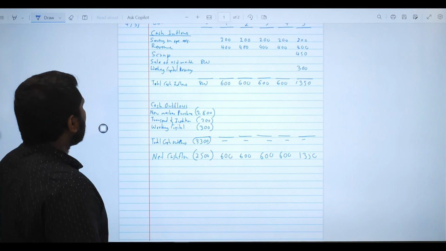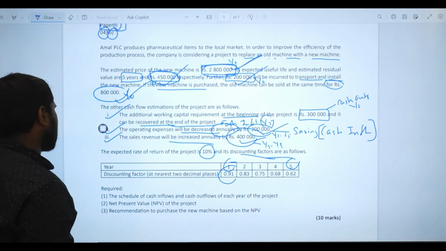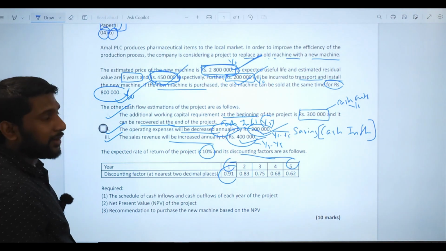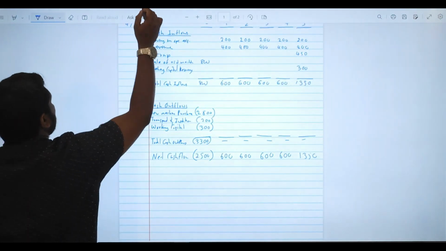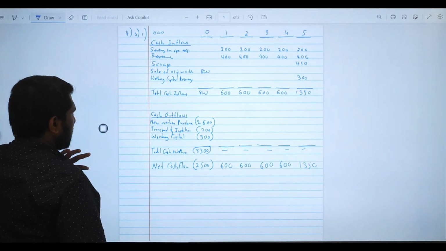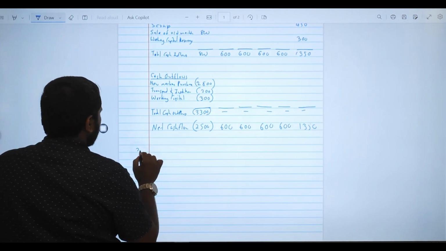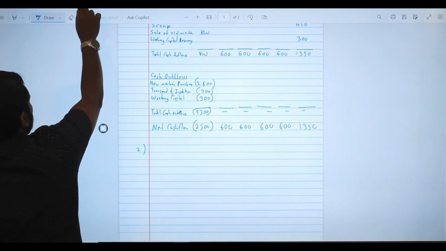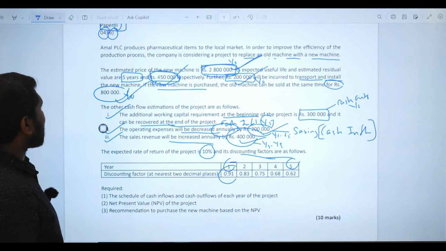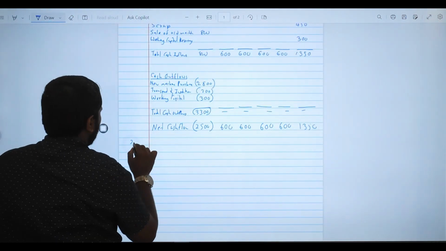So we are done with part A of the question. Part A, or part 1, what they are asking is the schedule of cash inflows and outflows of each year of the project. Now let's do part 2 of the question. What they are asking is to calculate the net present value, the NPV. How to calculate the NPV?